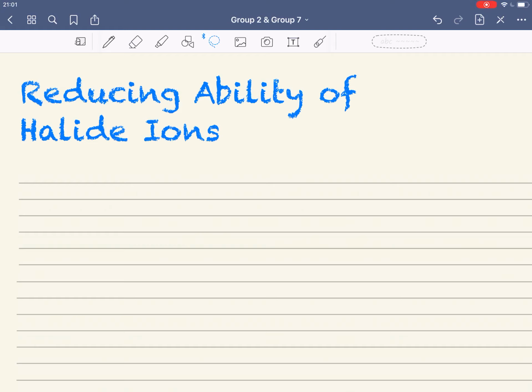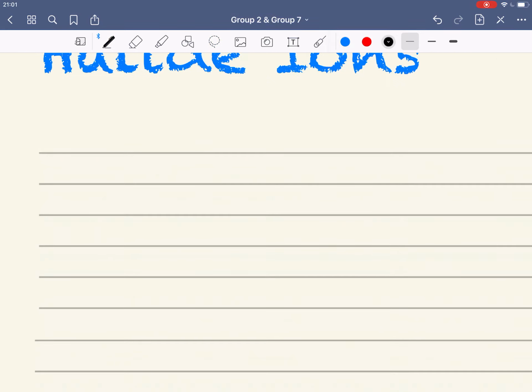Here we're going to look at the reducing ability of the halide ions. Now, halide ions have the potential to act as reducing agents. That is, they can donate electrons. They can do so according to the following equation, where X represents any halide ion. So they can donate electrons and they will form the halogen, the diatomic halogen molecule.